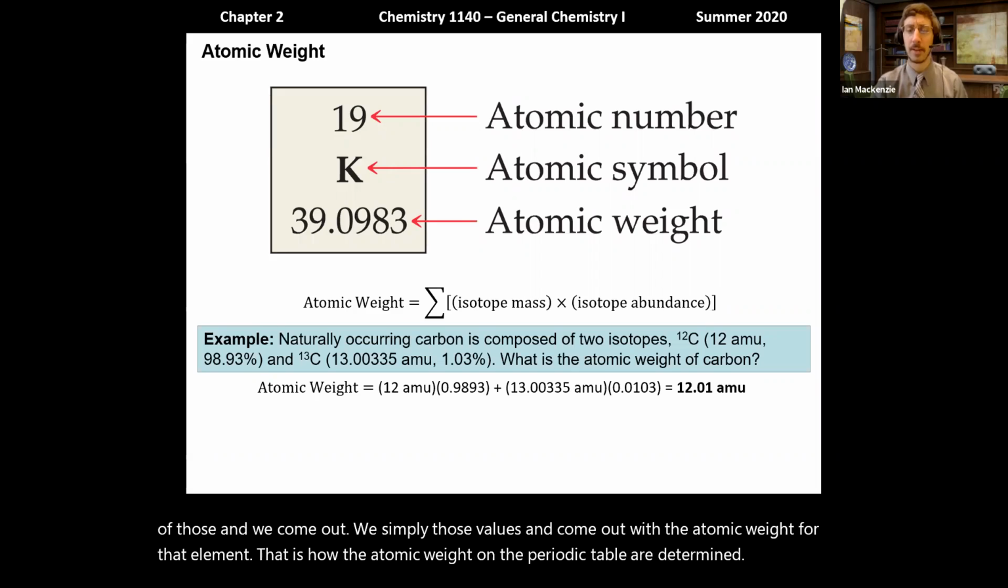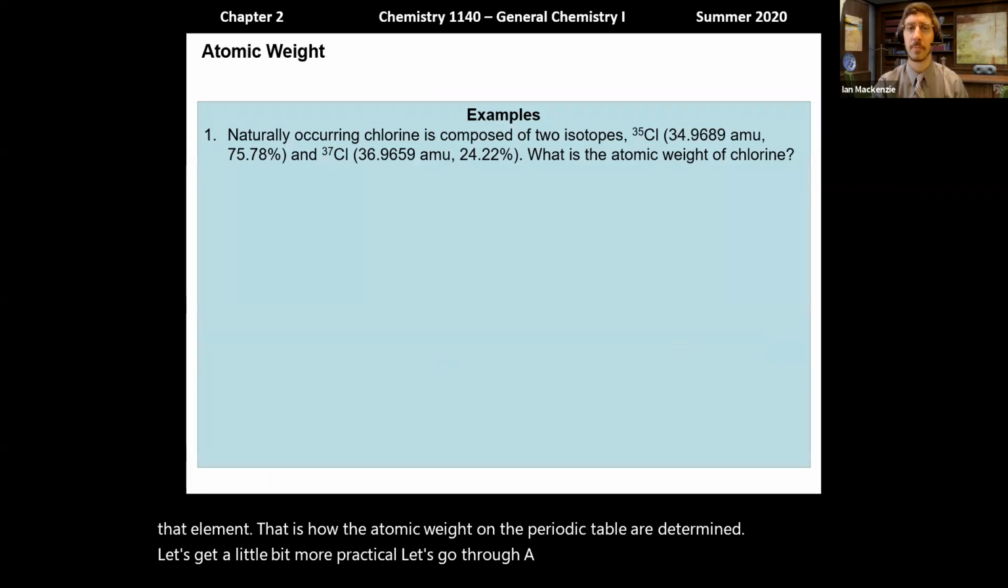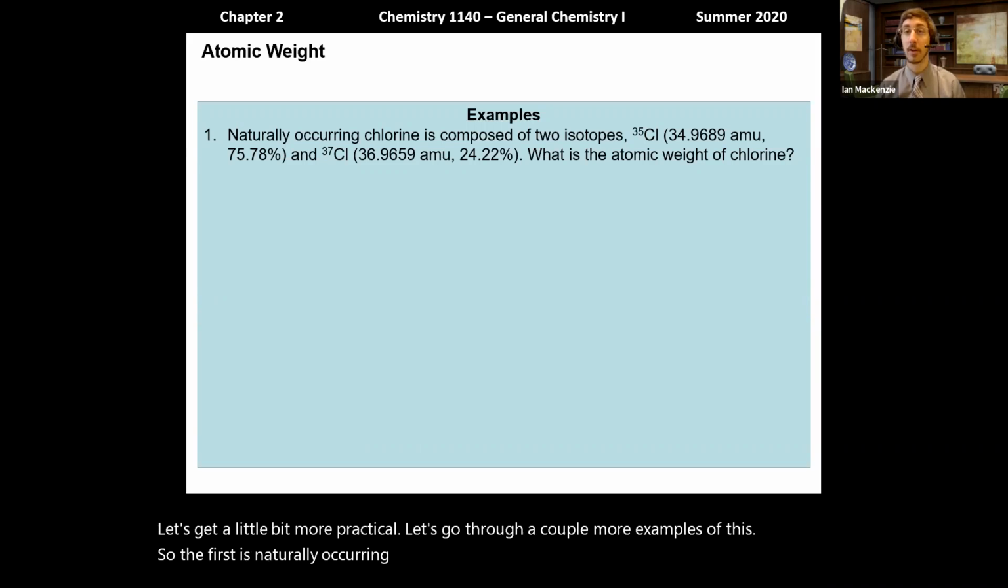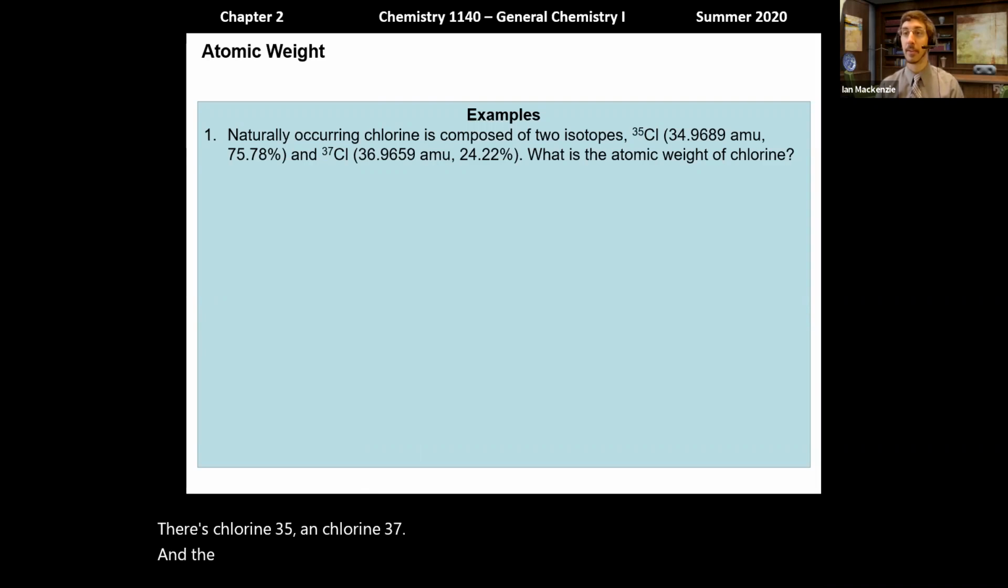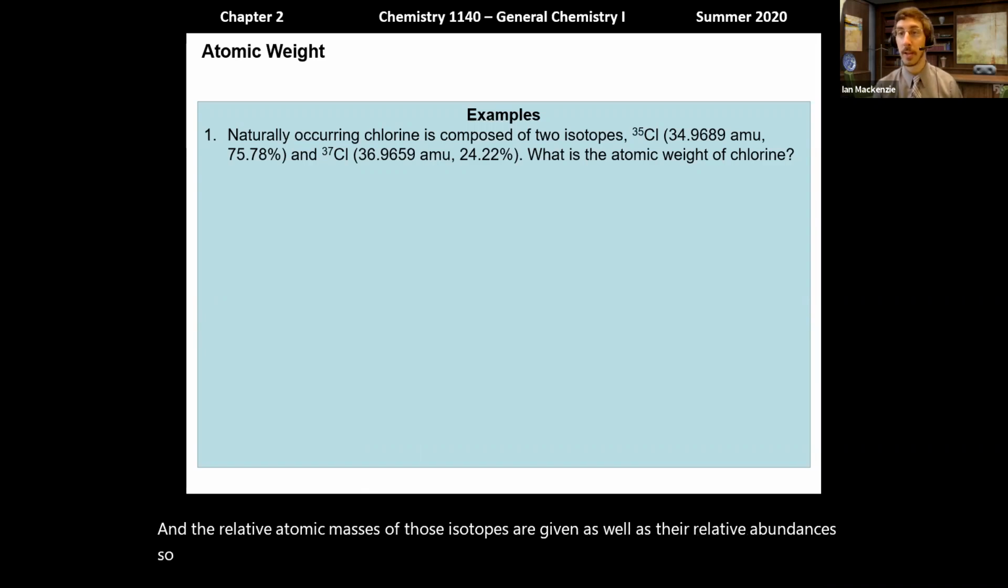Let's get a little bit more practical. Let's go through a couple more examples of this. The first is naturally occurring chlorine. It's also composed, like carbon, of only two isotopes: chlorine-35 and chlorine-37. The relative atomic masses of each of those isotopes are given, as well as their relative abundances. Most of chlorine exists as chlorine-35, but about a quarter of all the chlorine exists as chlorine-37. So then what's the atomic weight of chlorine?